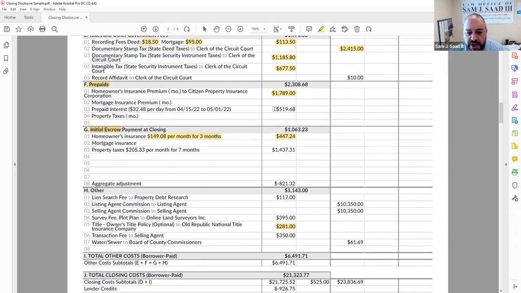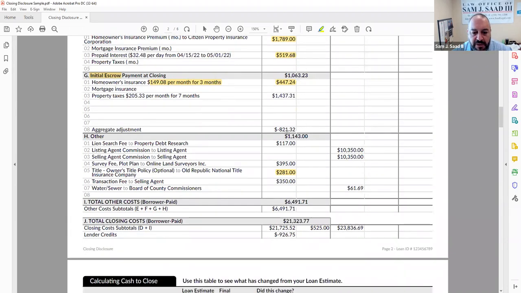The next number you'll notice on here is this $519.68. That's the prepaid interest. People think when they get told, oh, my payment isn't until May 1st, well, it's not free. You're paying the interest between the closing date and the first payment date on your closing disclosure. So it's not a free month. It's just a month where you don't have to write a check, but you did pay the interest for that month from the closing date to the next payment date. Right? People get confused about that.